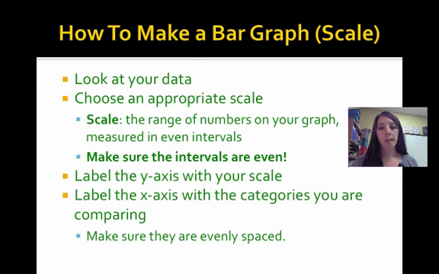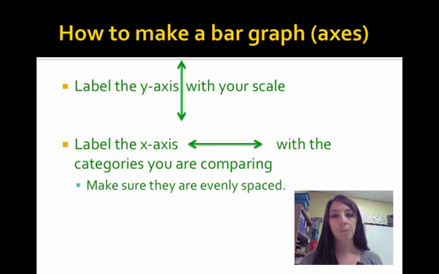And then you want to make sure the bars on the x-axis are evenly spaced, the categories are evenly spaced as well. Okay, so I want you to actually draw these arrows in your notes so you understand what the x and the y is. So these are the axes. The y-axis runs vertical, or up and down, always. The x-axis always runs horizontal, or left to right.